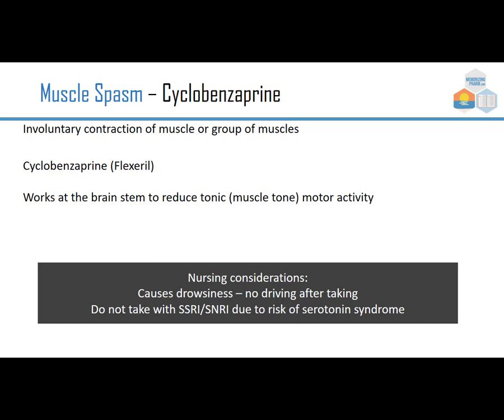Muscle relaxers like cyclobenzaprine, so we have involuntary contraction of muscle or a group of muscles. This is cyclobenzaprine, which is Flexeril. Works at the brainstem to reduce tonic or muscle tone activity, and we want to watch out for drowsiness, no driving, and then don't take an SSRI or SNRI because of a risk of serotonin syndrome.